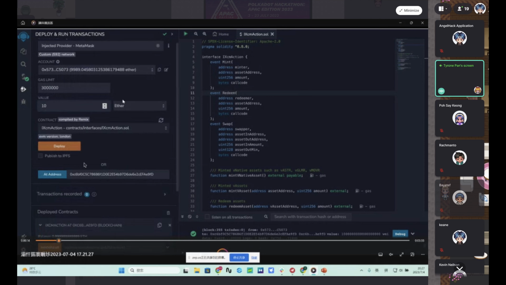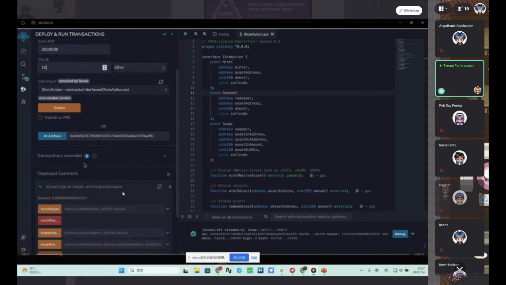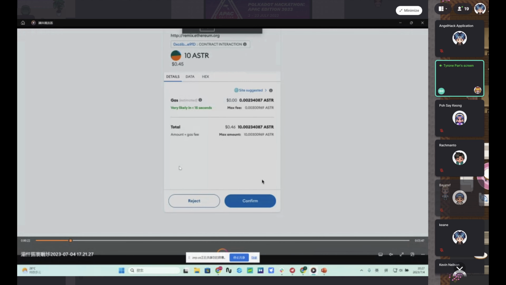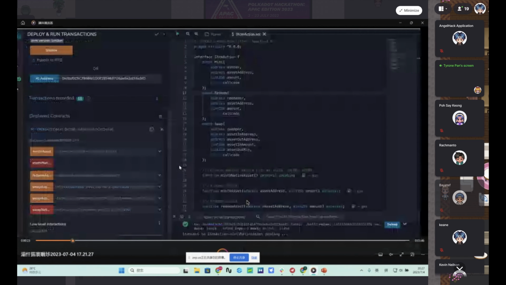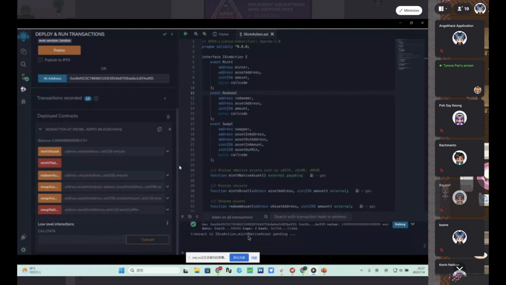Okay, we put in the value, the number of how much vASTR we want to mint. vASTR for Astar is the native token, so that's the reason why we use mint V native asset for this. Okay, the transaction is pending.